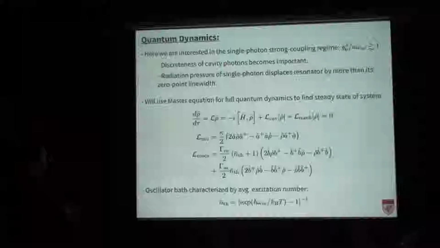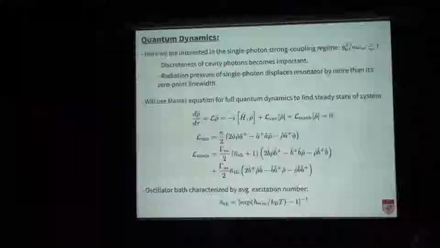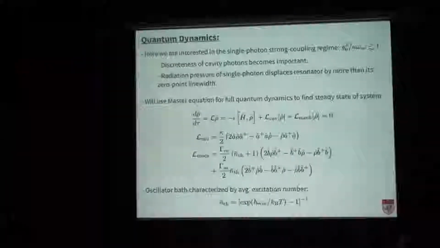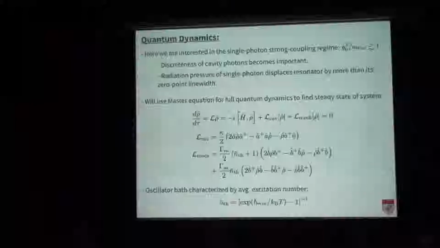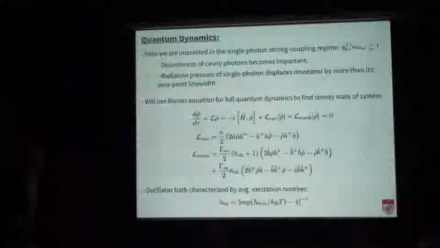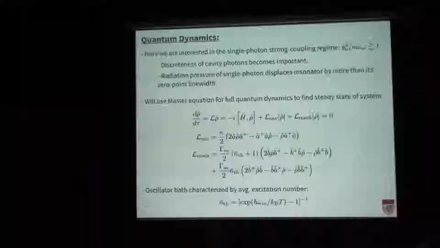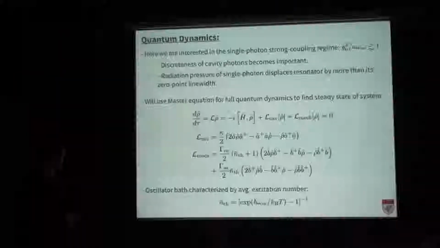Okay. And in this regime, the discreteness of these photons becomes important, so the fact that they come in chunks will play a role. And a single photon in my cavity pushes my mechanical degree of freedom by more than its zero-point linewidth. So the photons really push this mechanical degree of freedom.